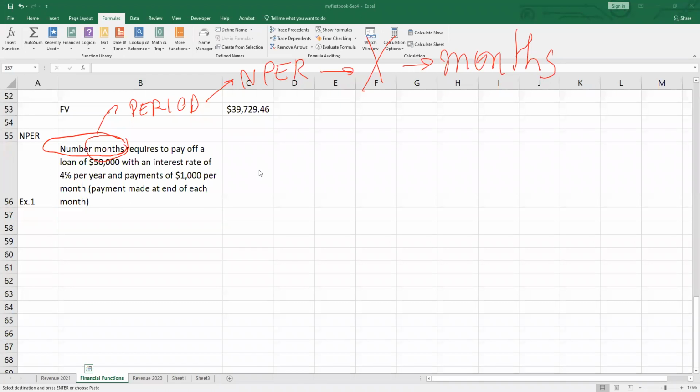So let me put down all of the arguments that NPER needs to have. So we have rate, PMT, PV, FV, and type. Okay, in this case let's clarify each argument for this example.